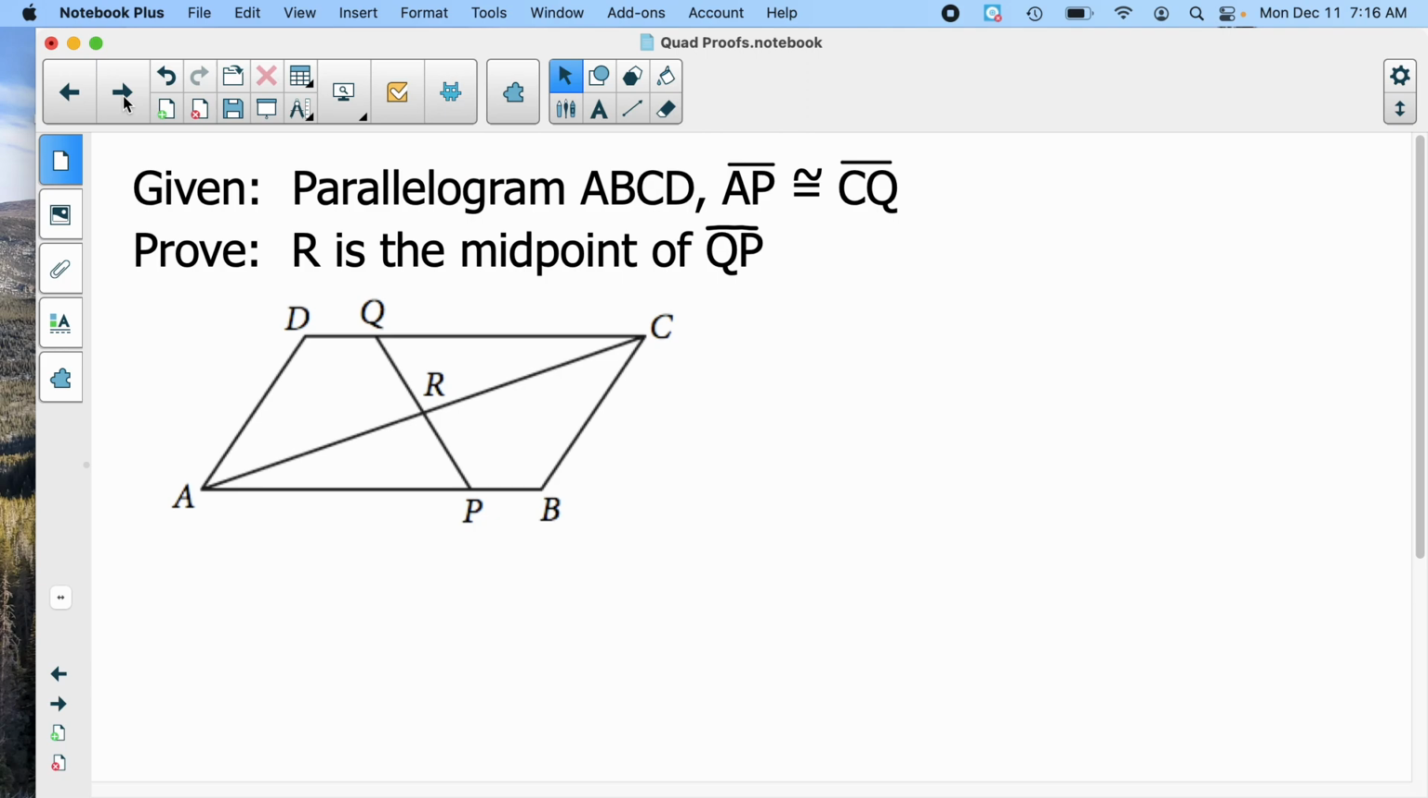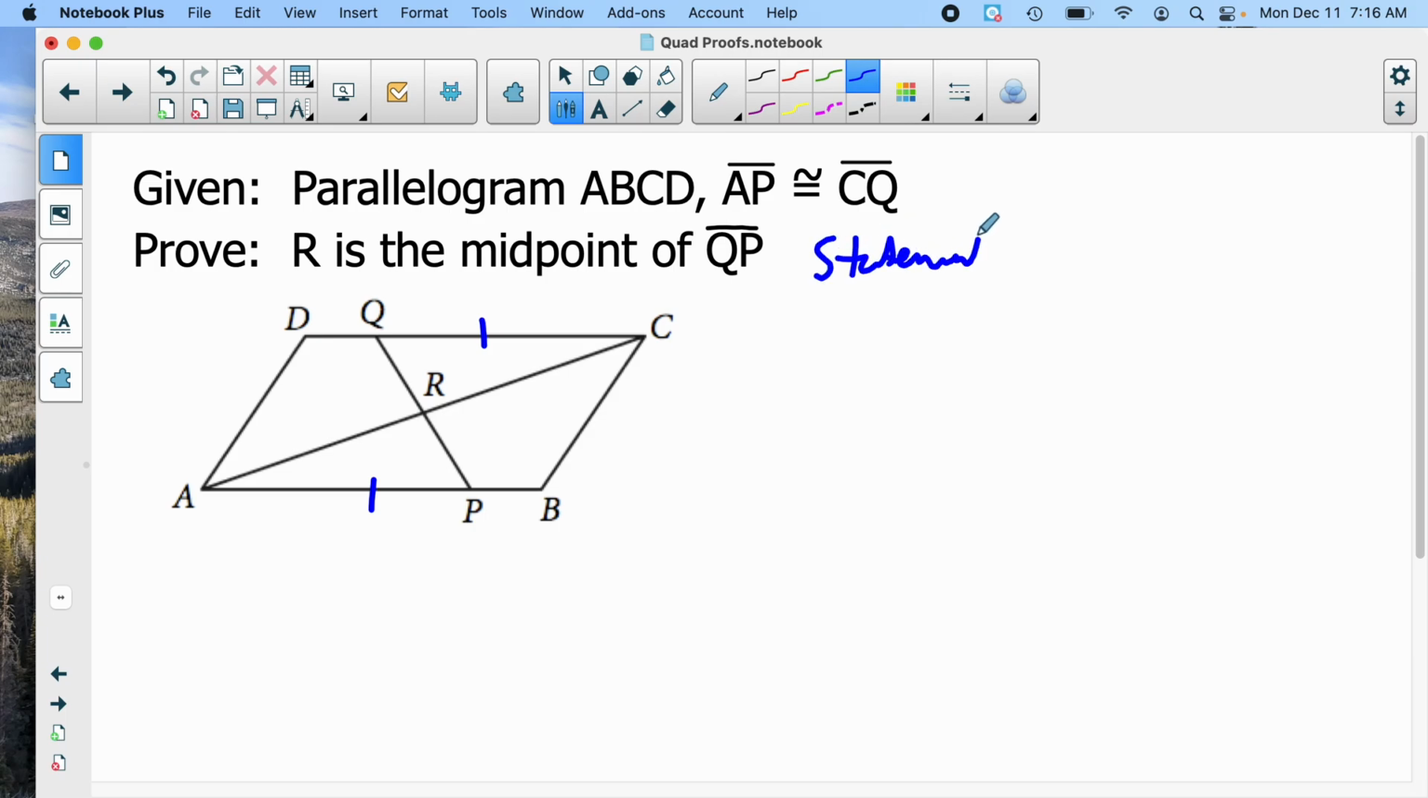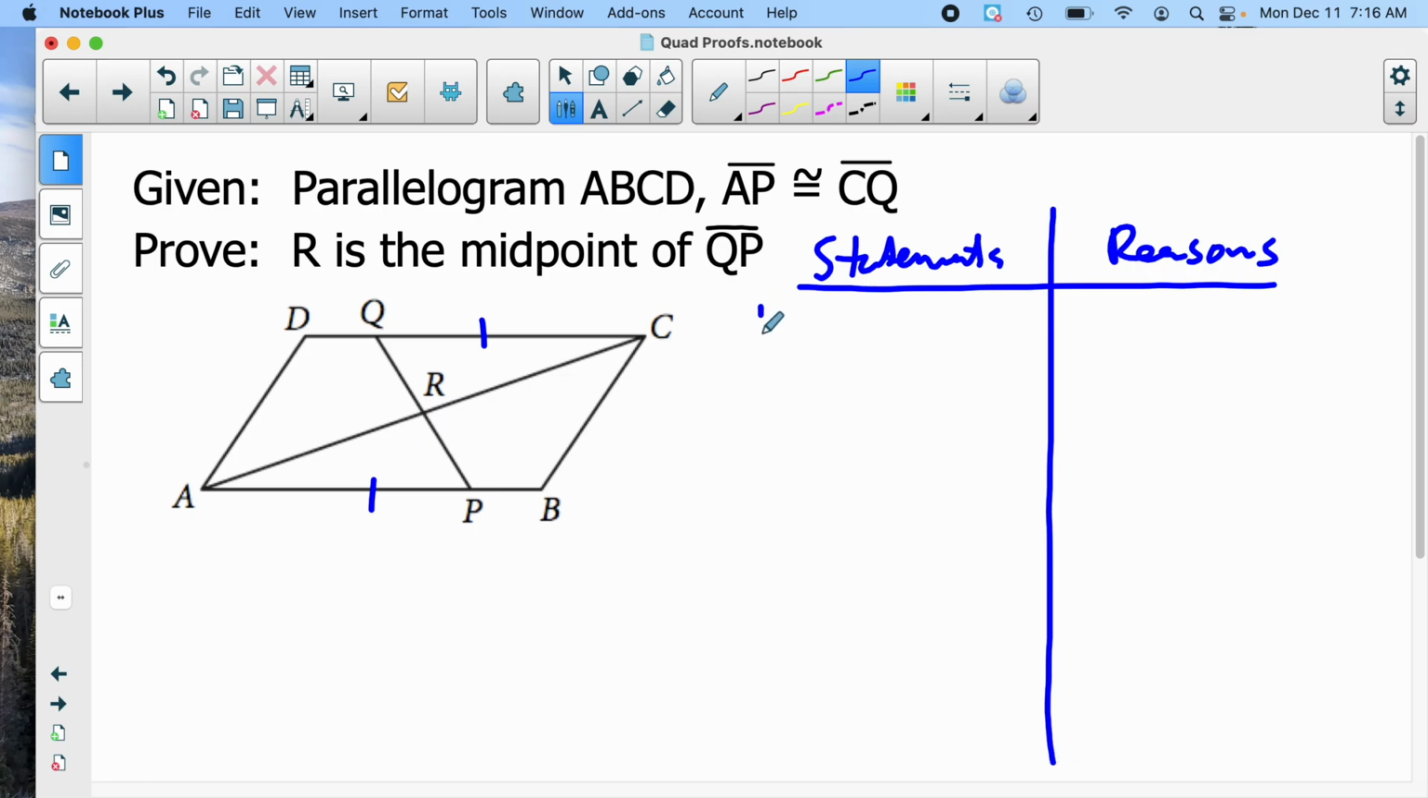So we're given this parallelogram. We know that segment AP is congruent to segment CQ. We want to prove R is the midpoint. Okay, so let's use this property of the parallelogram really quick. We know it's a parallelogram. So what I'm thinking is in this proof, by the way, that's my parallelogram symbol, we could use that all the time. AP congruent to CQ, all that's given.